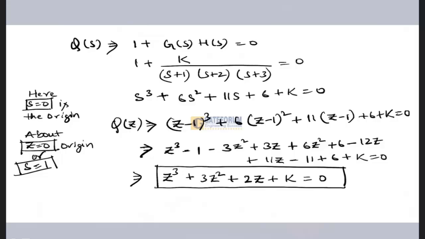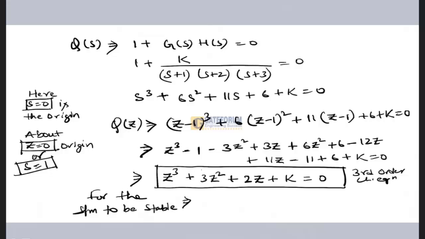Here, you can do it directly also. Because this is a third order characteristic equation, the product of internal coefficients must be greater than the product of external coefficients. So for the system to be stable, what is the internal coefficient? 3 into 2. So 3 into 2 must be greater than the product of external coefficients, which is 1 into k. So k should be less than 6.